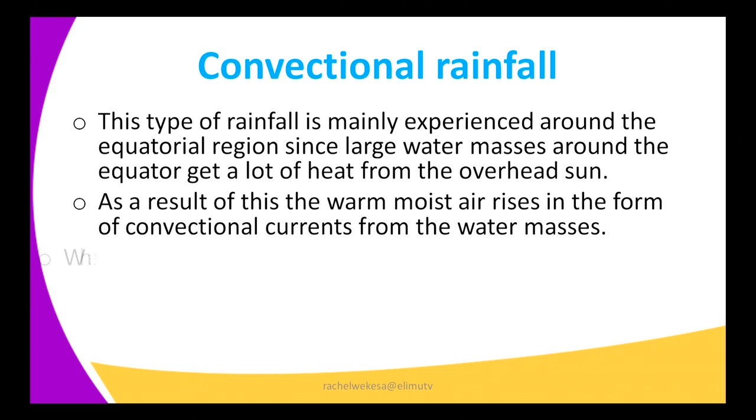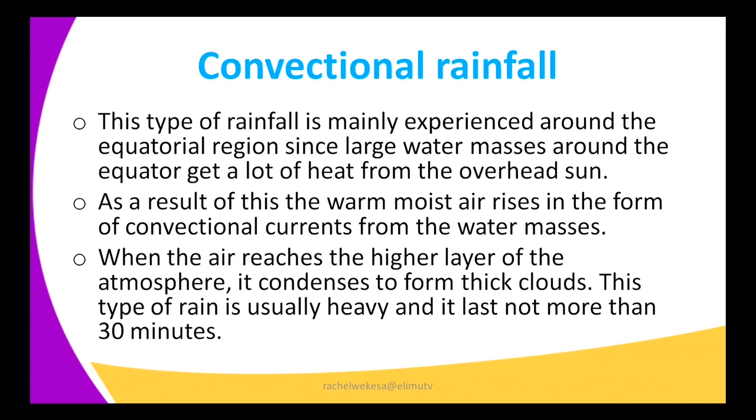So as a result of the warm, moist air that rises in the form of convectional currents from the water masses, the air reaches the higher layers of the atmosphere. It then condenses to form big clouds, and this type of rain is usually heavy and it lasts for more than 30 minutes.